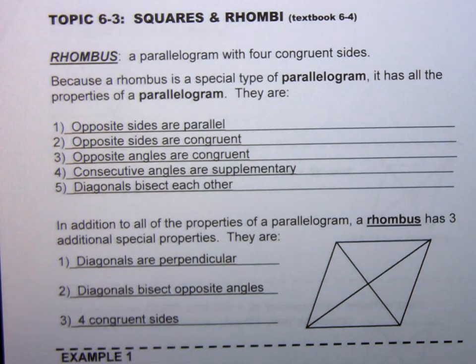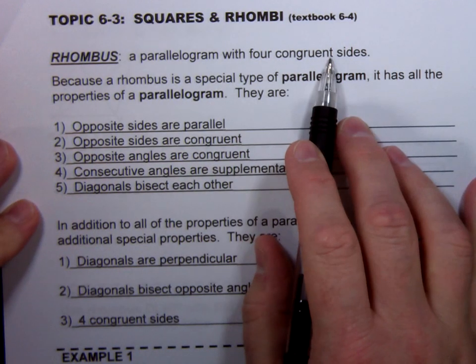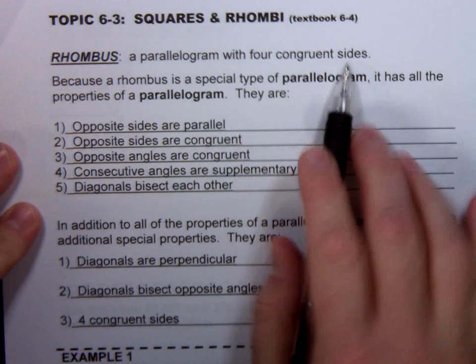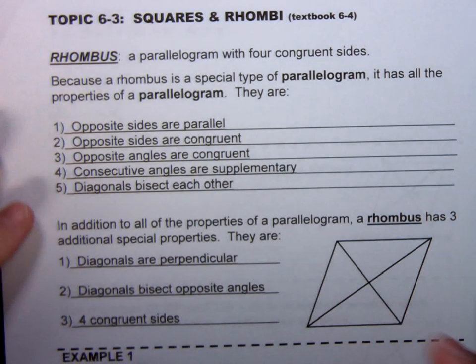Alright, today we're going to talk about squares and rhombi. We'll start with the rhombus. A rhombus is a parallelogram with four congruent sides. So it's a parallelogram, so everything we've learned about parallelograms is still true.